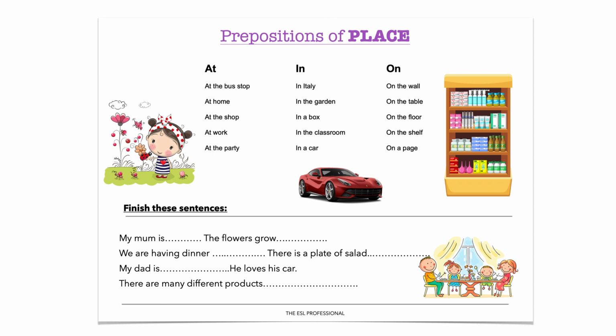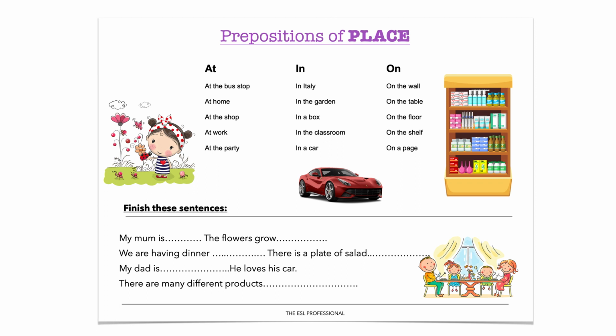Finish these sentences. My mom is... Where is your mom? My mom is at work, or my mom is at home. Very good. The flowers grow where? Where do the flowers grow? The flowers grow in the garden. Great. The flowers grow in the garden.